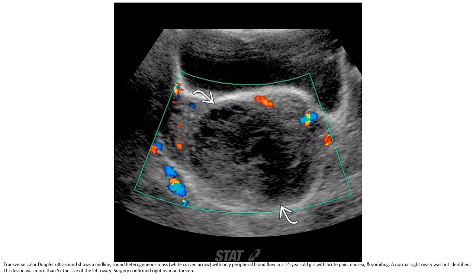Color Doppler ultrasound showed a midline round heterogeneous mass with only peripheral blood flow in a 14-year-old girl with acute pain, nausea, and vomiting. A normal right ovary was not identified. This lesion was more than 5 times the size of the left ovary. Surgery confirmed right ovarian torsion.